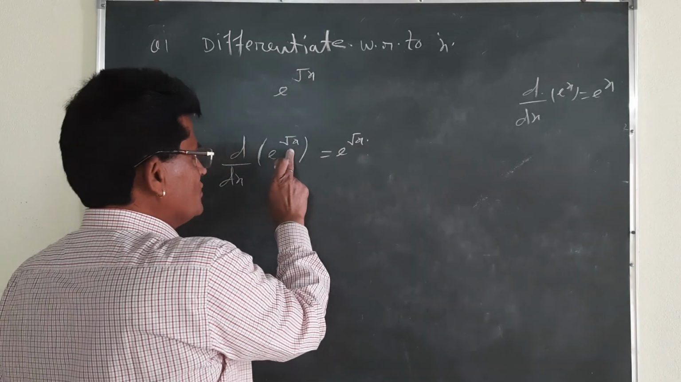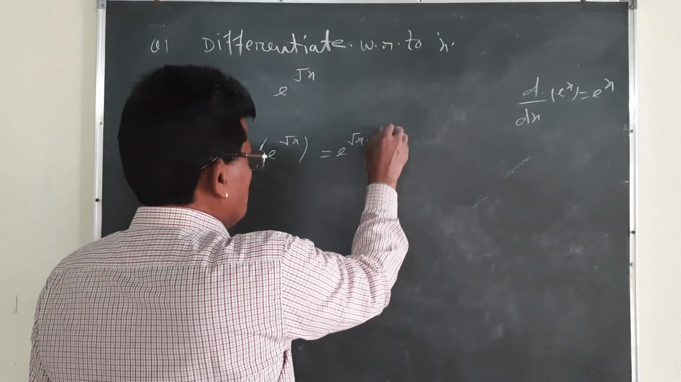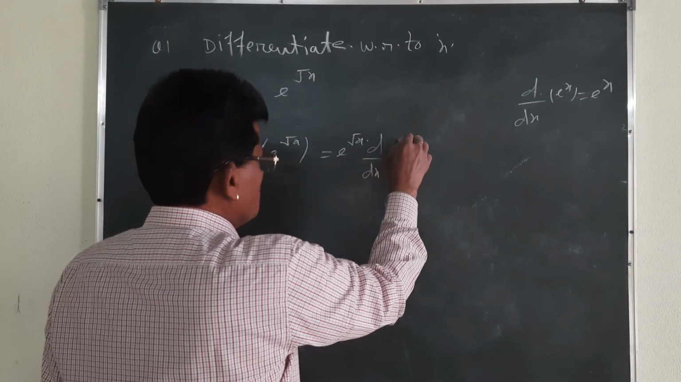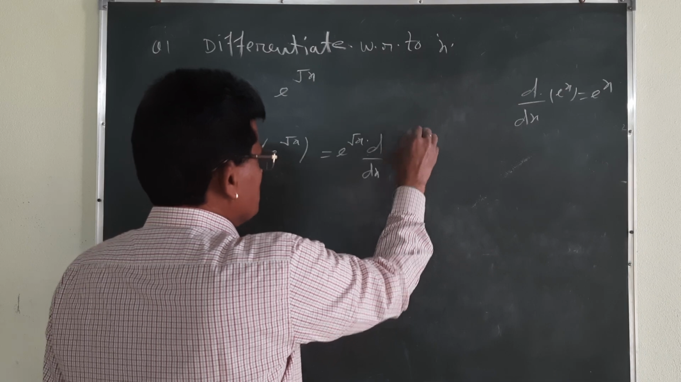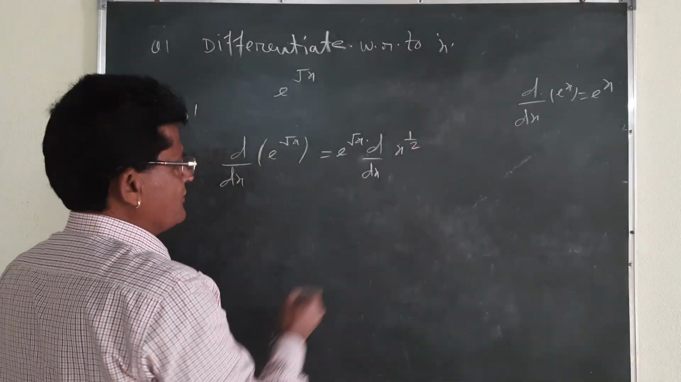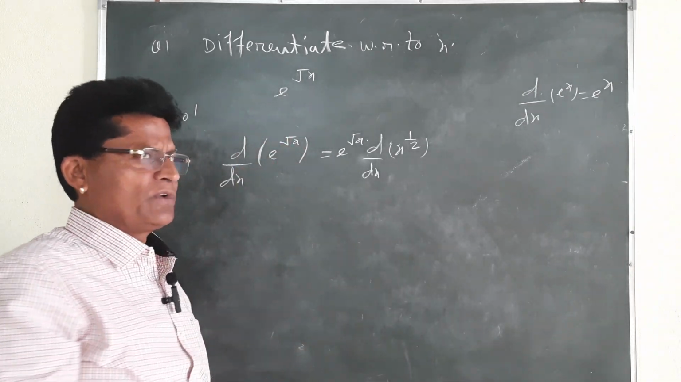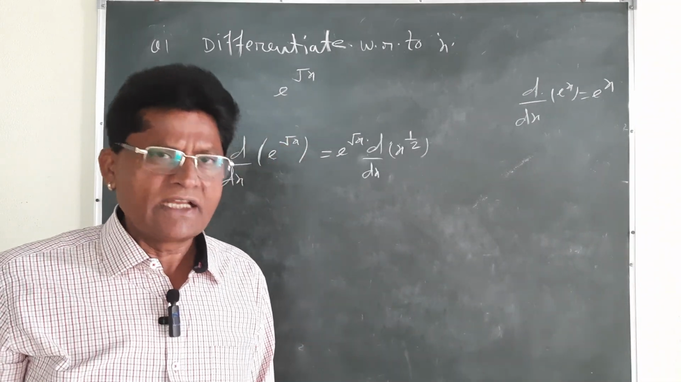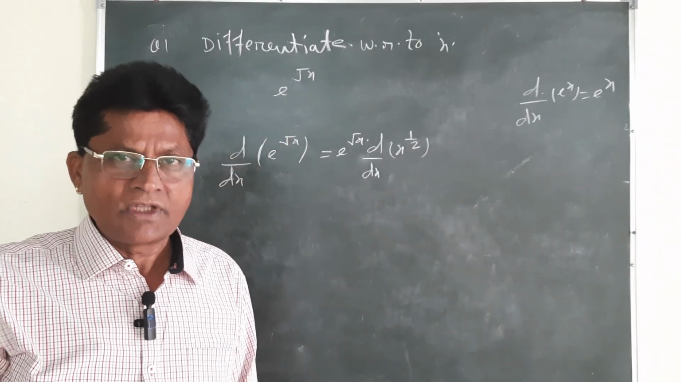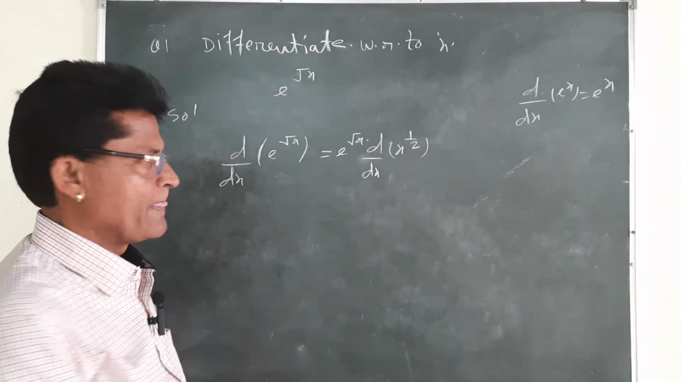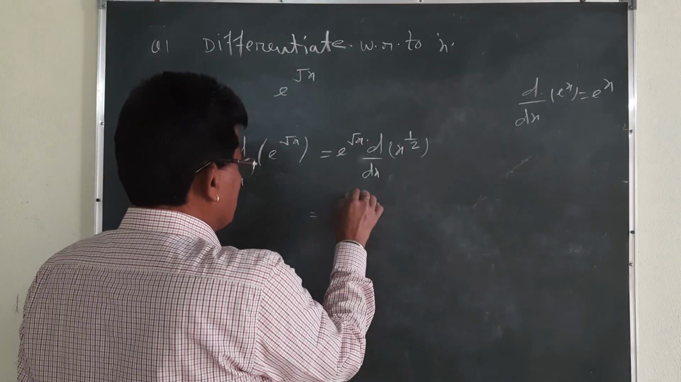But once again, the next function given is root x. Once again you will have to differentiate root x. Root x is x to the power half. Differentiate. Once again you see, one function is e to the power root x, and another function is root x. Both the functions you must differentiate. That is why it will be e to the power root x.